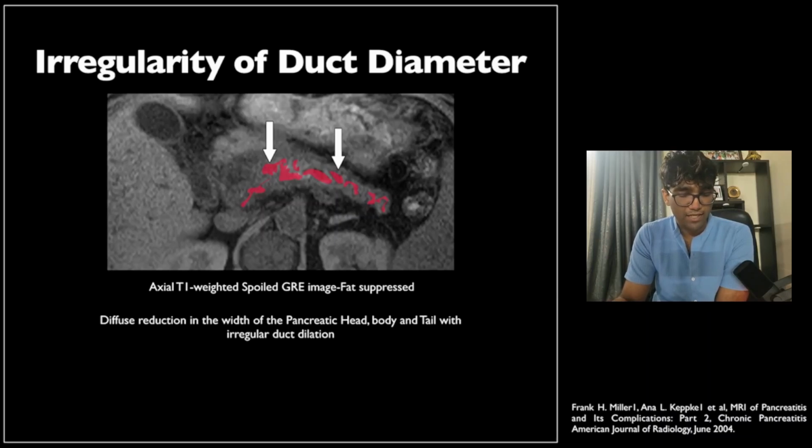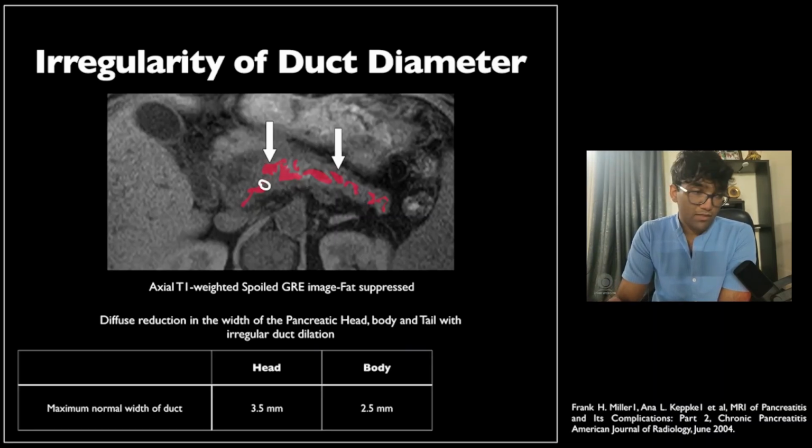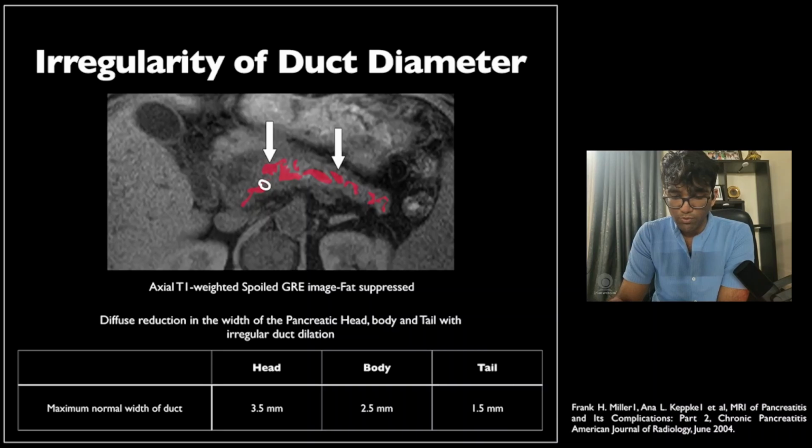In this axial T1 weighted spoiled gradient recalled echo image, which has again been fat suppressed, there is diffuse reduction in the width of the pancreatic head, body, and tail, as we've seen previously. And the duct, instead of being a straight line, is showing significant irregularity, with areas that are very stenotic and some areas that are extremely dilated. The maximum normal width of the duct is 3.5 in the head, 2.5 in the body, and 1.5 in the tail.